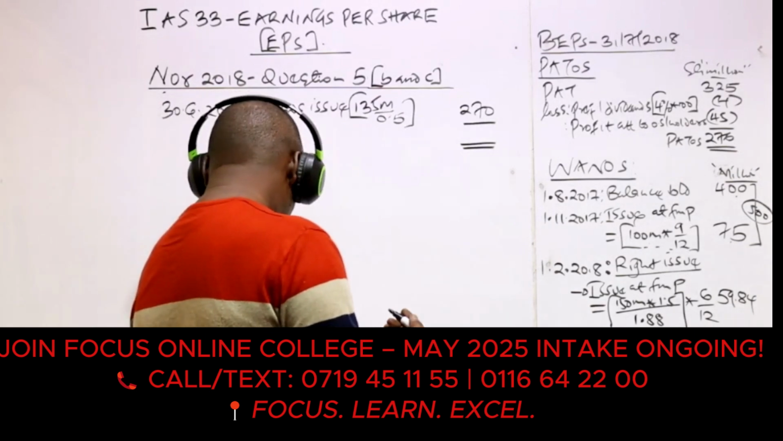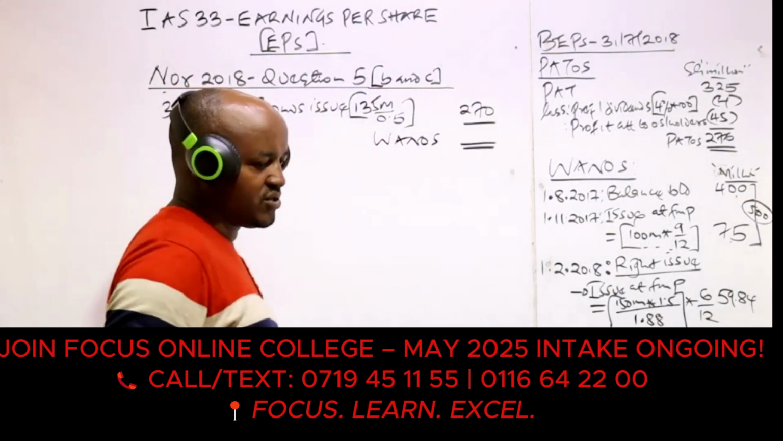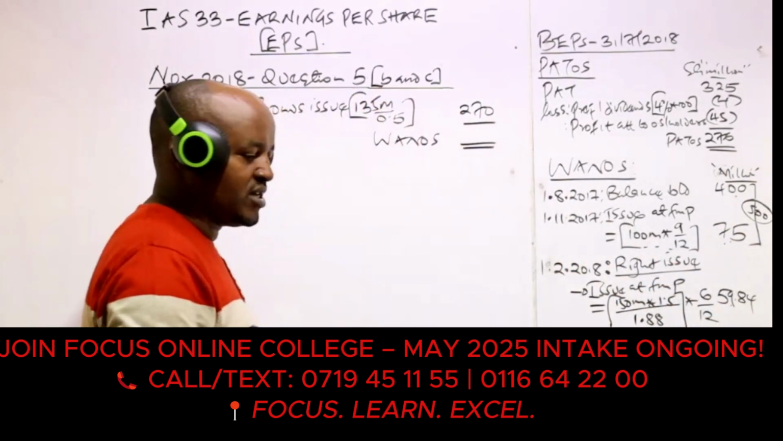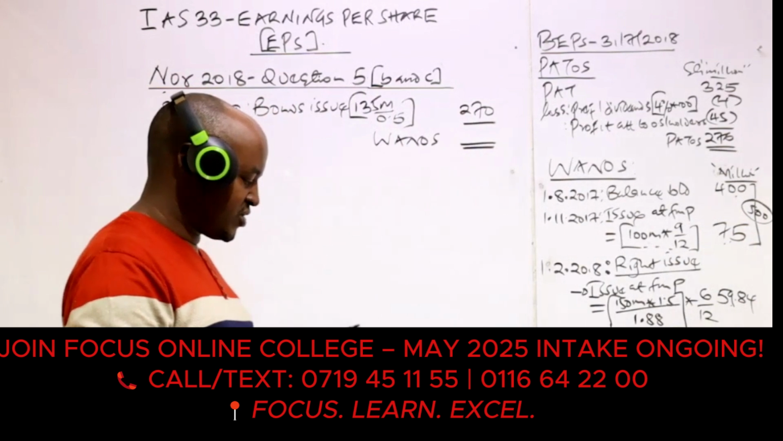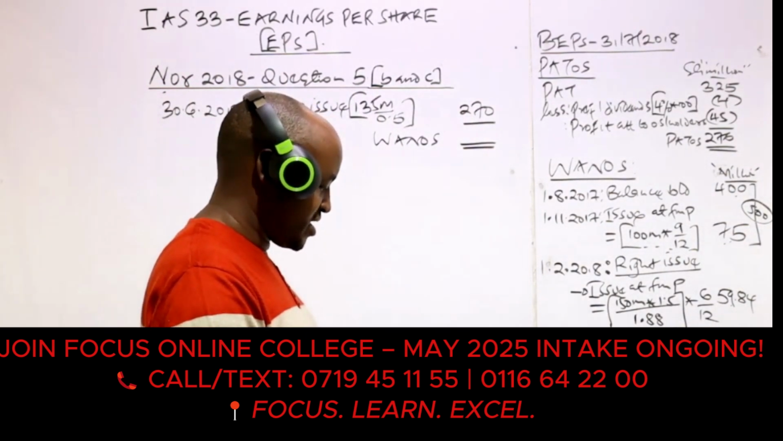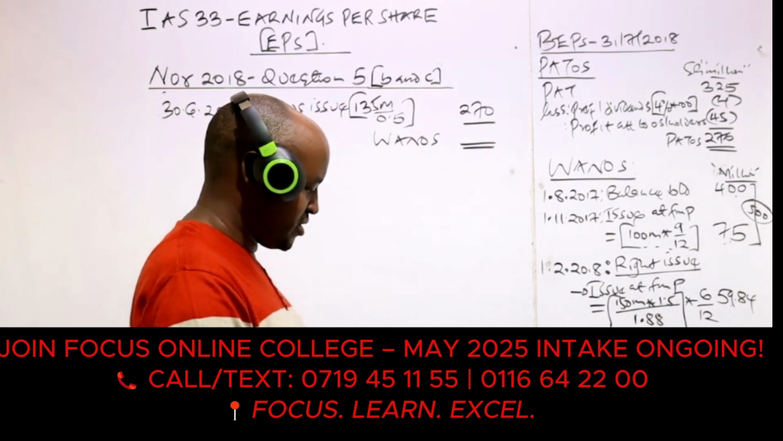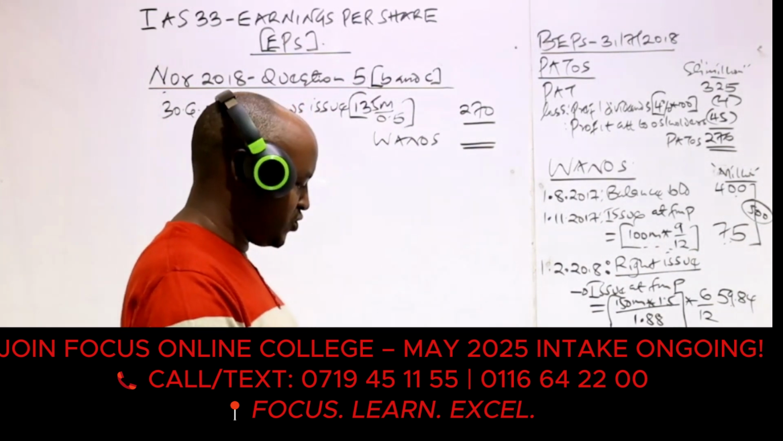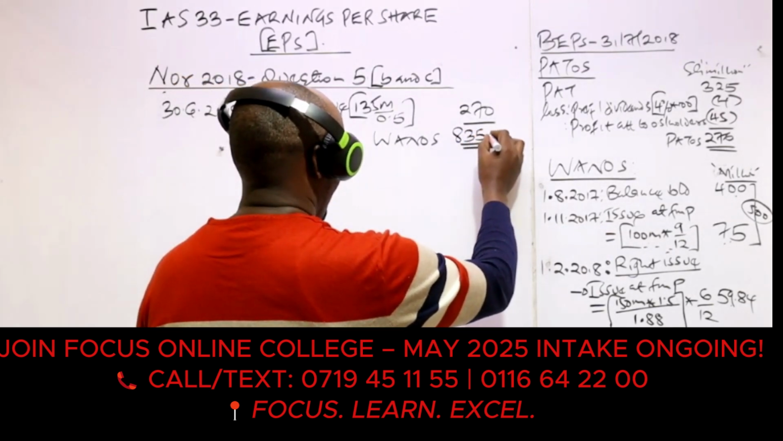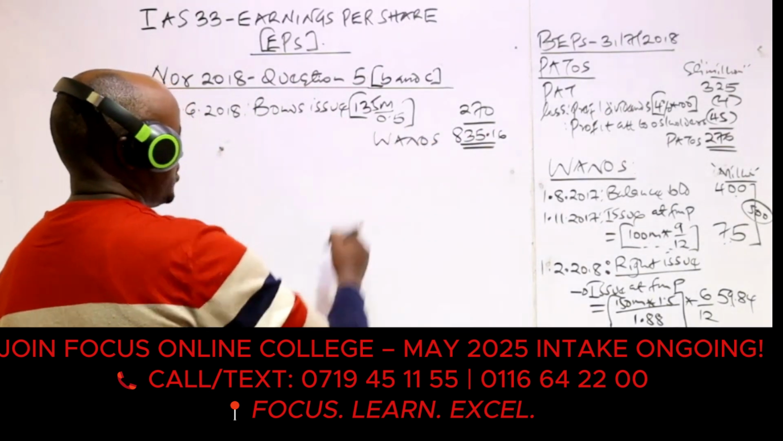So take into account in number 4, we are given information about dividends. We don't use that here. So what we need to do is we add all what we have here, so that we get what? The weighted average number of ordinary shares. So we have 400 plus 75 plus 59.84 plus 30.32 plus 270, which will give us 835.1. So that is the weighted average number of ordinary shares.